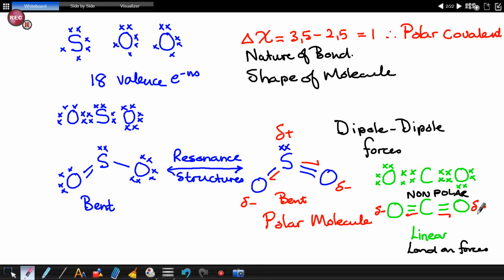So if I compare carbon dioxide to sulfur dioxide, carbon dioxide has London forces, which are weaker than dipole-dipole forces. And sulfur dioxide has dipole-dipole forces.